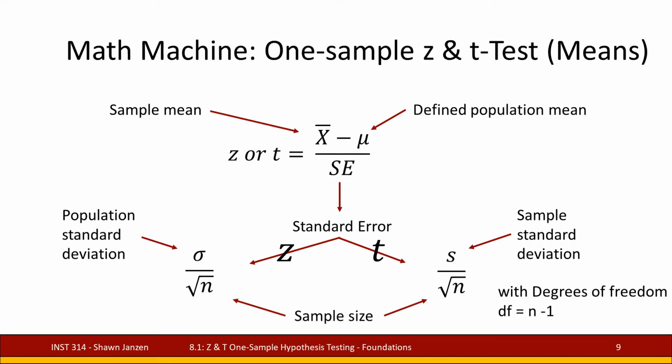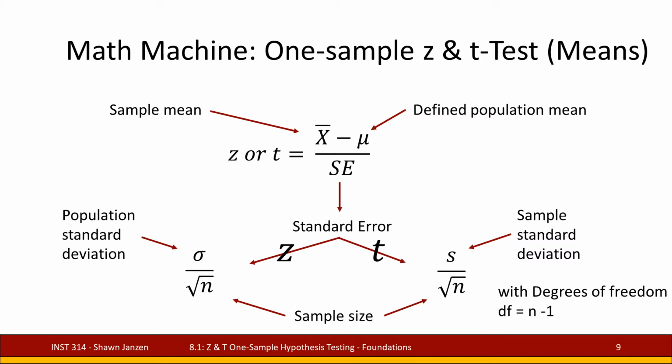Let's show you the formula for this. When we're doing the one sample z and t test for the means, z or t is equal to, in the numerator, x bar, your sample mean, minus mu, the defined population mean, divided by some standard error. The standard error differs slightly depending on whether you're doing a z or a t, but they both come with the same idea. They're both doing some measure of standard deviation divided by the square root of n. In the z case, the standard deviation is sigma, and in t, the standard deviation is s. In both cases, n is your sample size.